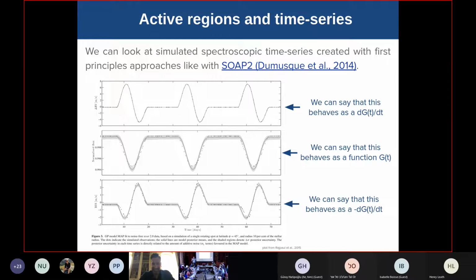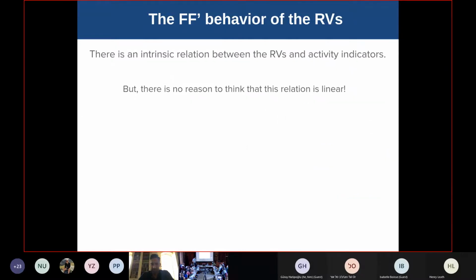So it looks like there is a relation between the stellar activity that you see in the radial velocity and what you see in the activity indicators. It's just that the relationship is not linear. You can't think that the same signal that you see in the RVs is the same signal that you see in your activity indicators.